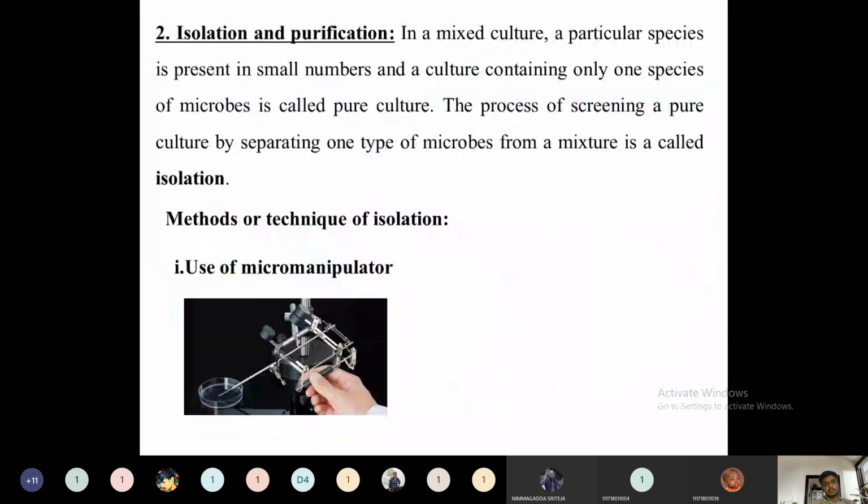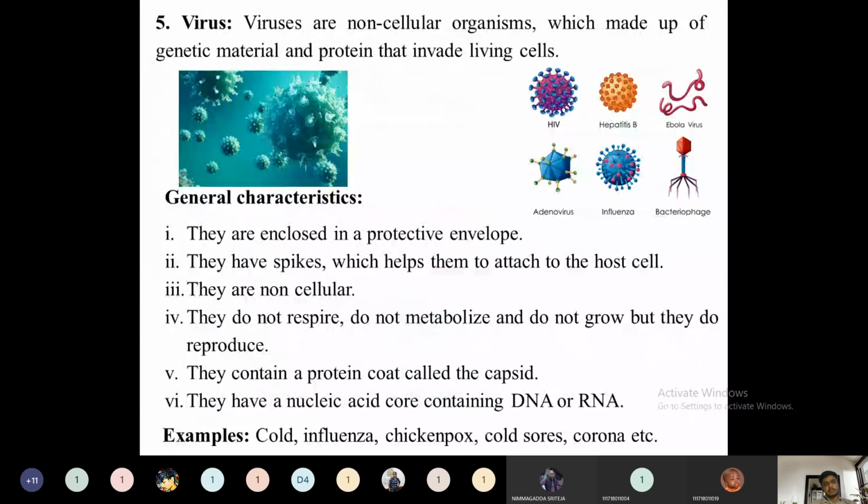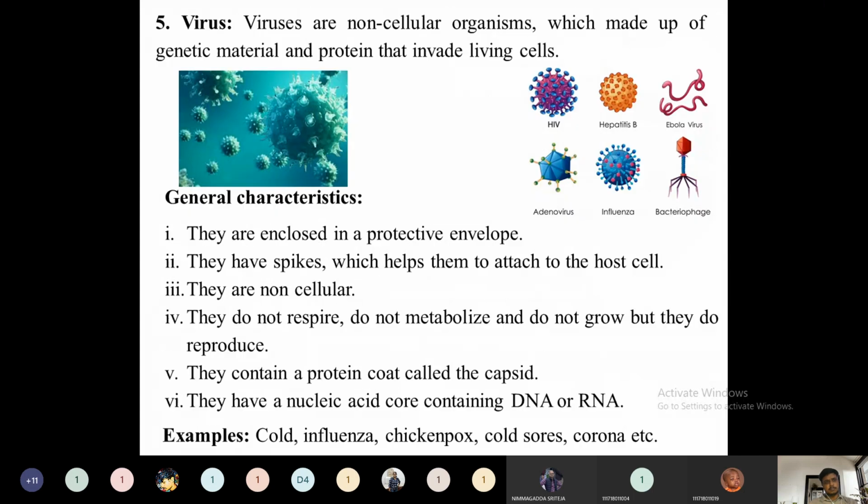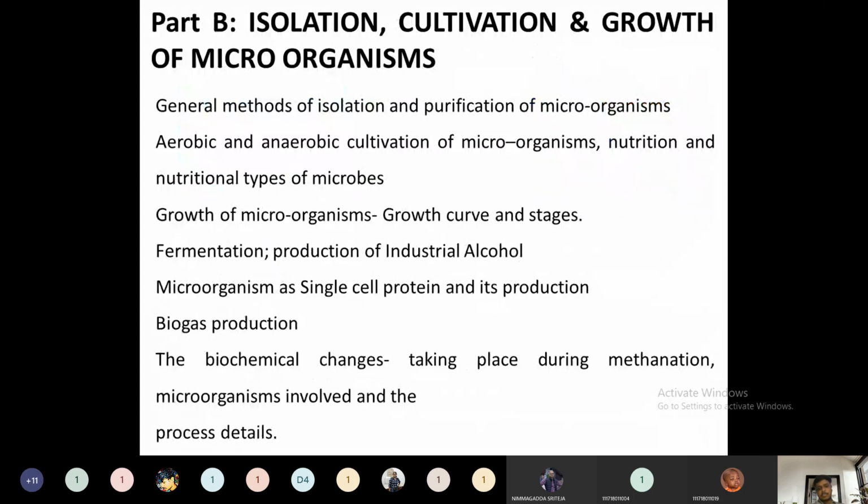We'll revise whatever we have covered so far from part B. Part B is regarding the isolation, cultivation and growth of microorganisms. In part A, we have seen different types of microorganisms like protozoa, algae, viruses, fungi and bacteria. All these microorganisms need to be isolated, cultivated, and provided with media to grow. Like us human beings, who are born, grow, and go to the death phase, microorganisms also have many phases.